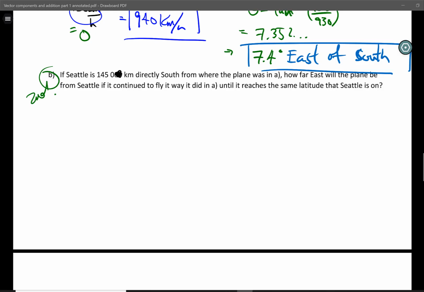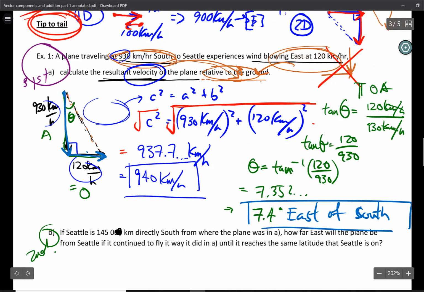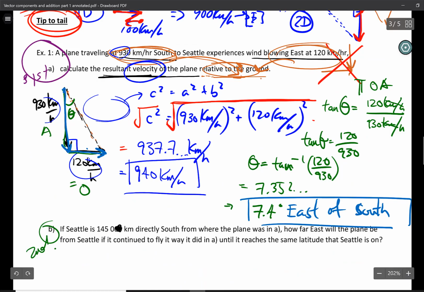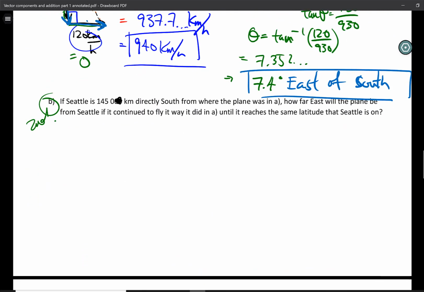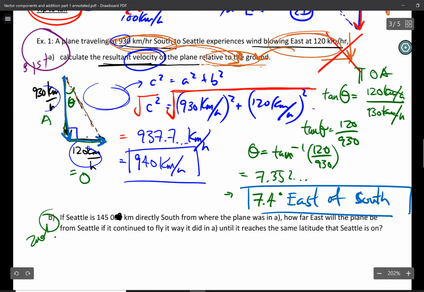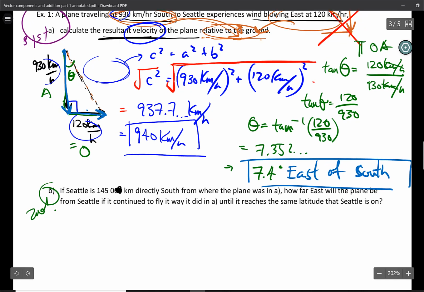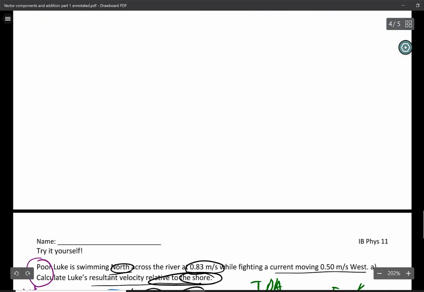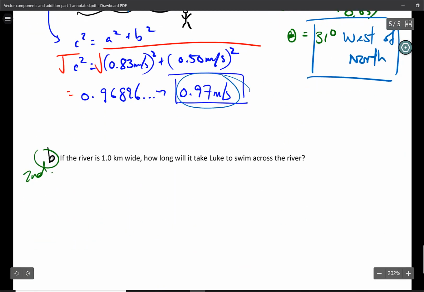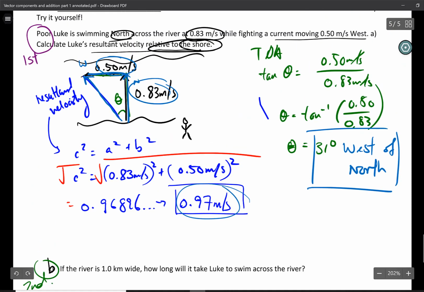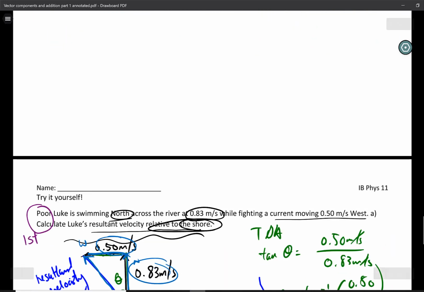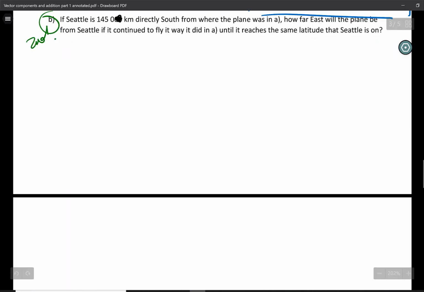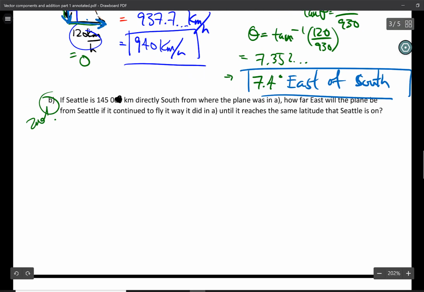This is the second part of your vector addition video in which I'm going to be focusing on just problem B in our example. It's a little bit lengthy, heads up for that. And also I will give you one example to try yourself, which is also a continuation of the poor Luke swimming across the river problem. So let's start off with B.